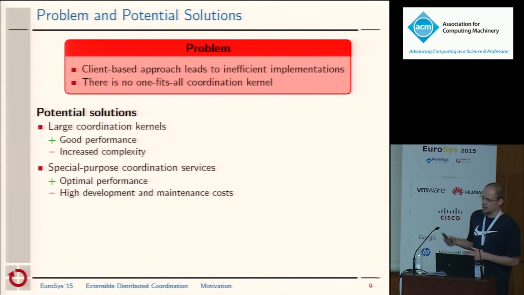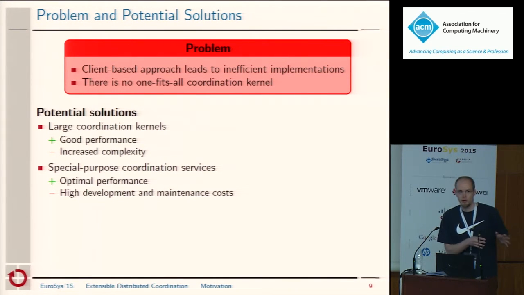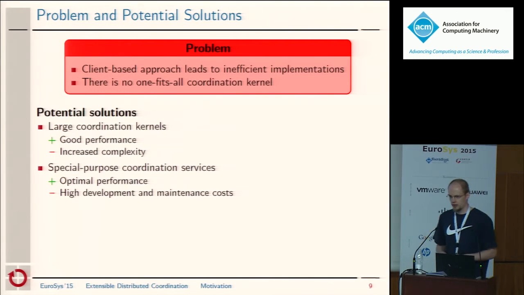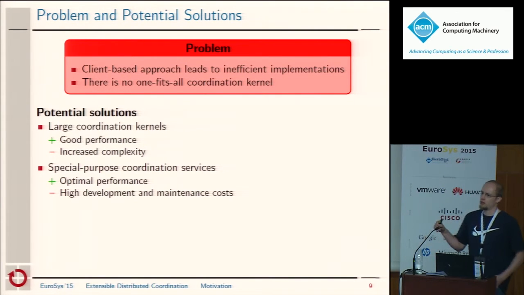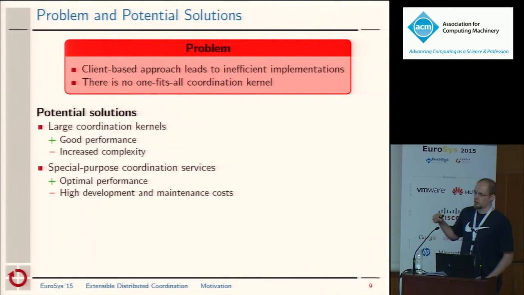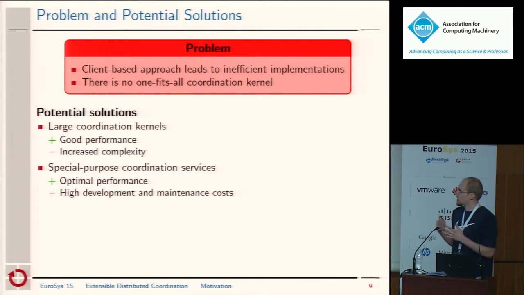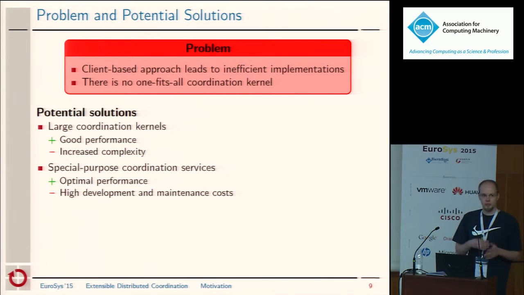Now, we further investigated this problem. We looked at different coordination mechanisms. We looked at different coordination services. And it turns out this is not a problem specific to distributed queues, and it is not a problem specific to ZooKeeper. In contrast, it is a problem of the fact that there is no small one-fits-all coordination kernel that would allow several or all kinds of coordination mechanisms to be efficiently implemented at the client.